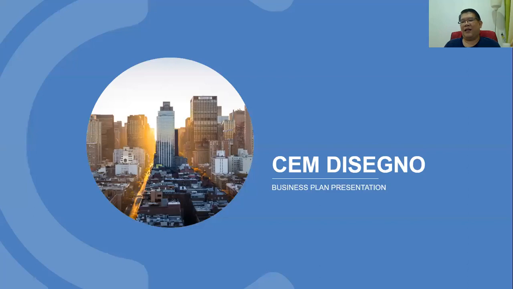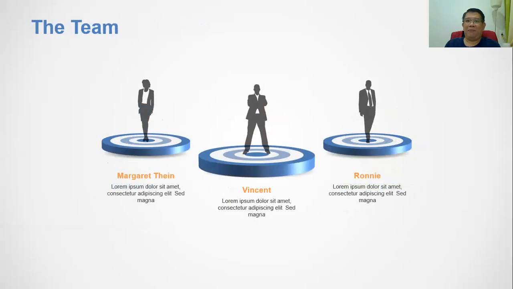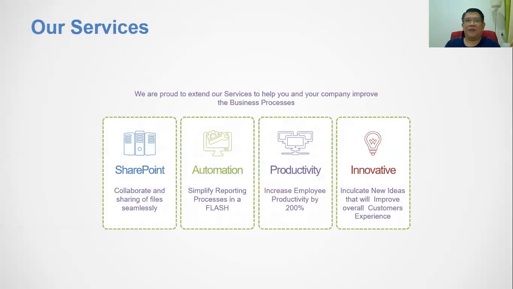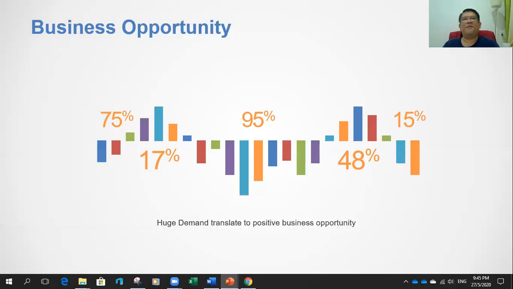So this is your first slide. You go to the next slide, company overview, the team, then our services, and finally business opportunity. Then you press B. Thank you for your time, blah, blah, blah. Please follow the master of ceremony, and he will bring you to a visit in our office. You get what I'm trying to tell you?